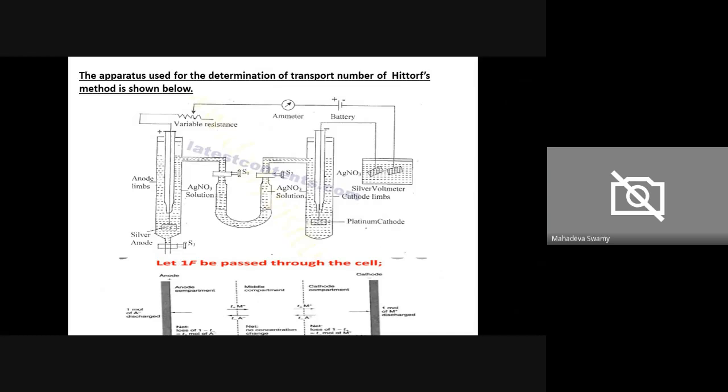Then, in the silver voltmeter, before conducting this experiment, you measure the weight of the electrode. After completion of the experiment, you take that weight once again. You will get the accurate weight of deposited silver after completion of your experiment. You take the first weight as C and the second as B, so you get B minus C. With the help of that B minus C value, you get the X value. With the help of that X value, finally you calculate the transport number. That is what we just discussed.